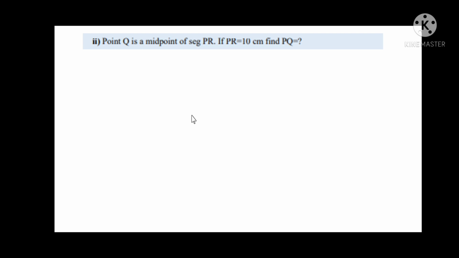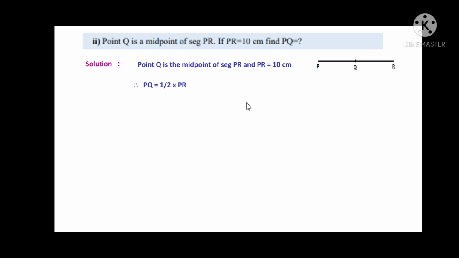Next, point Q is the midpoint of the segment PR. If PR is 10 centimeter, then find PQ. Here we know that point Q is the midpoint of the segment PR and PR is 10 centimeter. Therefore, we draw the figure accordingly, with PR whose length is 10 and Q the midpoint. Therefore, we can write PQ is equal to half into PR. Let's put the value of PR, 10: half into 10. Here division is possible, 2 1s are 2, 2 5s are 10. Therefore, PQ is equal to 5 centimeter.